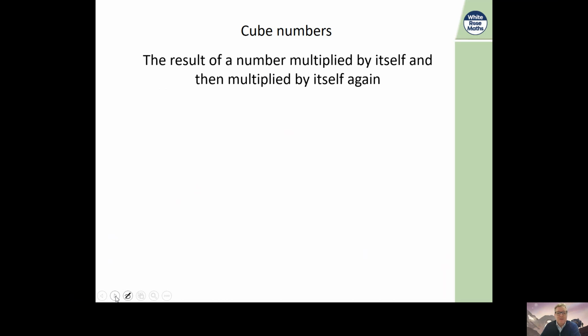So cube numbers. The result of a number multiplied by itself and then multiplied by itself again. So let's have a look. We've got 2 cubed, 2 to the power of 3. 2 cubed. 2 times 2 times 2. Commutative, so it doesn't matter which way round it goes.